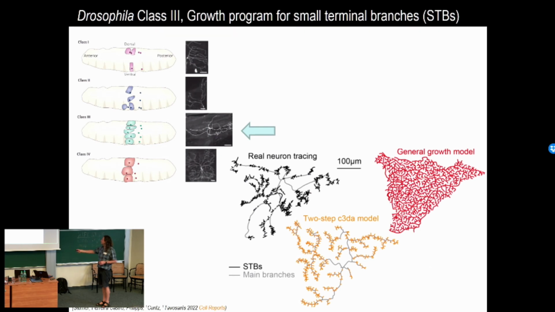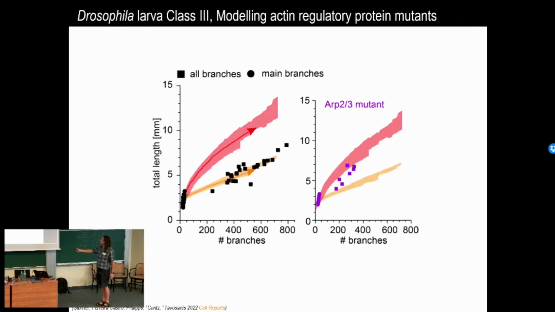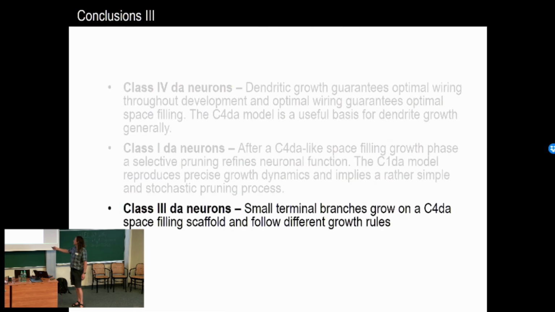One where the primary branches are grown with a class 4 program, and a second program that is completely different from the others, that is specific for the small terminal branches. And this also means that the scaling law here is perturbed. It doesn't follow the space filling and minimum spanning tree growth anymore. And this also allows us now to find out what role specific mutants or specific genes may play.